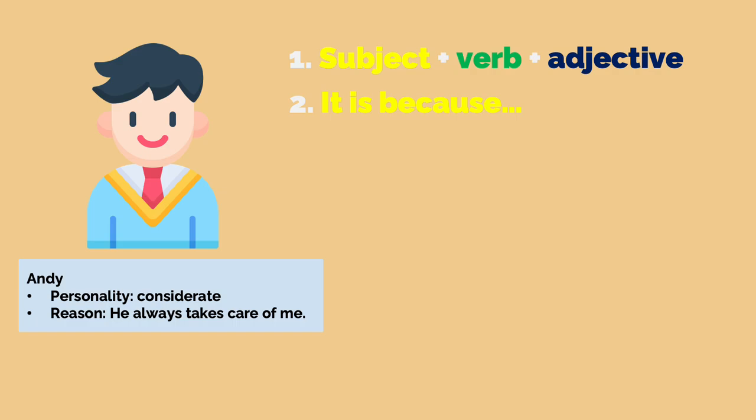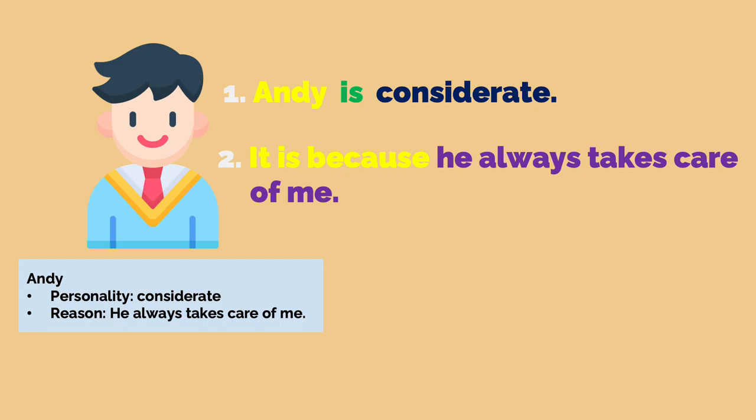Here are some descriptions about Andy. Now, please spend 10 seconds to think about the following questions. How can we use the sentence pattern subject plus verb plus adjective to describe Andy's personality? And how can we use it is because to talk about why Andy is considerate? Let's check the answers together.